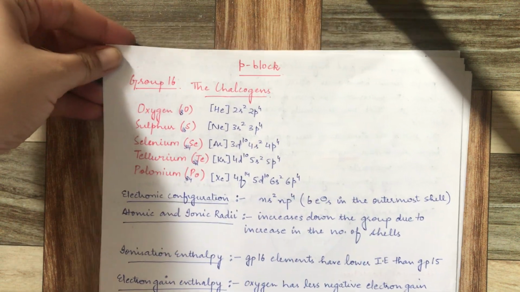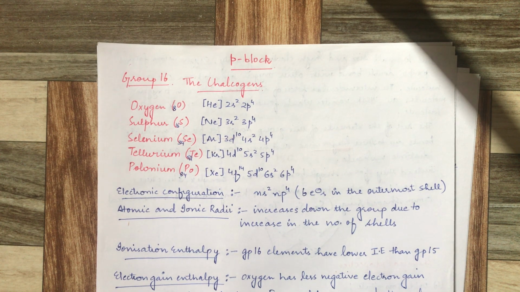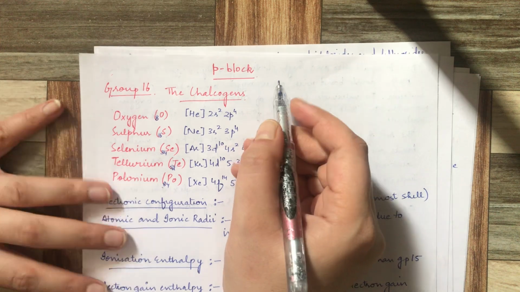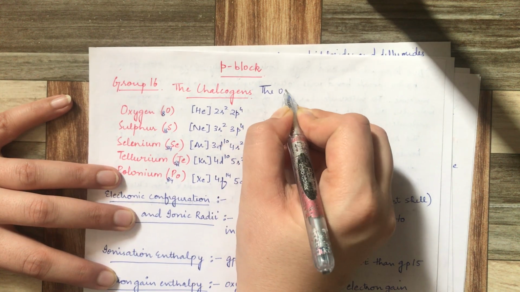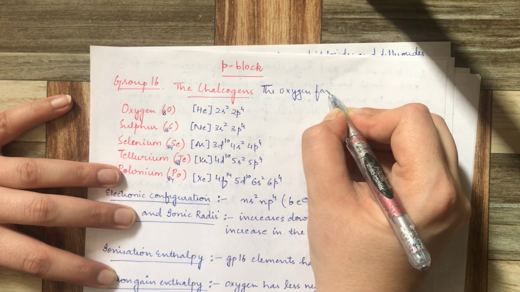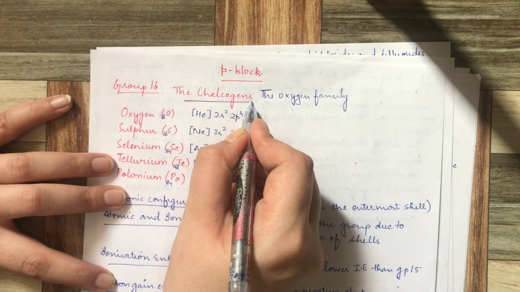Hello students, in this video we'll talk about another p block group, that is group 16. You can say the oxygen family. Group 16 basically is the oxygen family because oxygen is the representative element of this family. They're also called chalcogens.